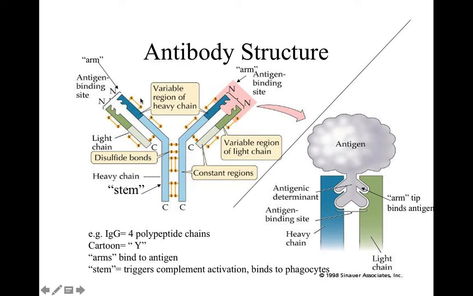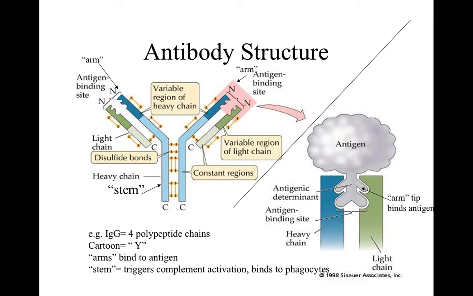And these arms are called the FAB fragments. FAB stands for antigen binding site, right? So experiments were done to prove that it's at the tips of the FAB fragments that antigens are bound. Now this stem down here is called the FC fragment, and the C is supposed to stand for crystallizable, but to me that's not very helpful trying to learn its function.